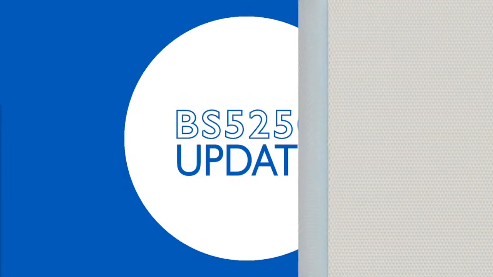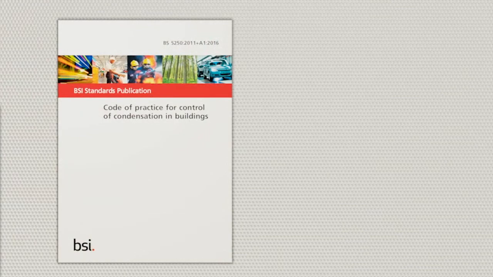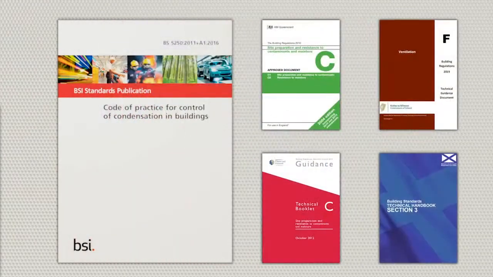BS 5250 is the code of practice for the control of condensation in buildings and is referenced heavily in the building regulations in both the UK and Ireland. BS 5250 is therefore the fundamental basis of moisture control in building design.